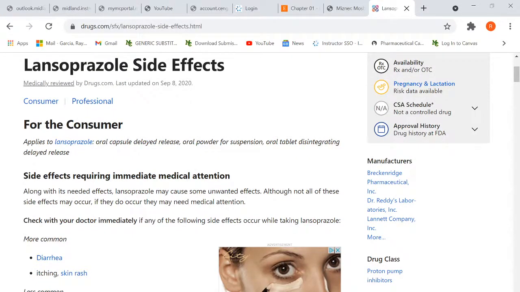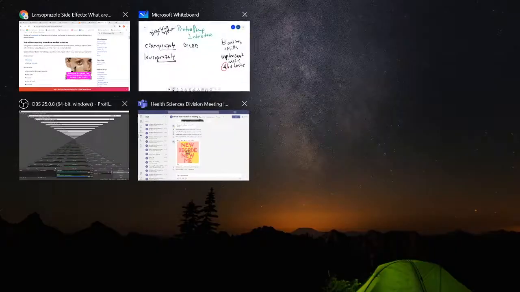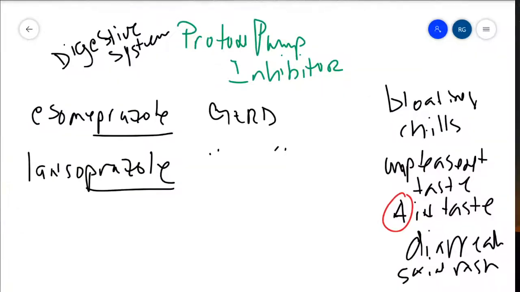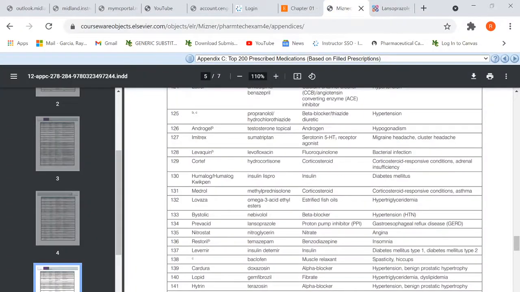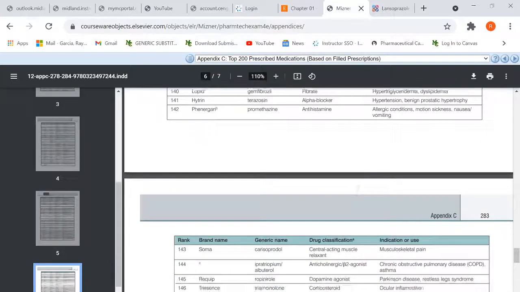It's got diarrhea and skin rash for the most part, which is the most common ones. So let's add diarrhea, skin rash. Again, it's for GERD. Let's see if we can find one more in the top 200. PPIs, proton pump inhibitors.